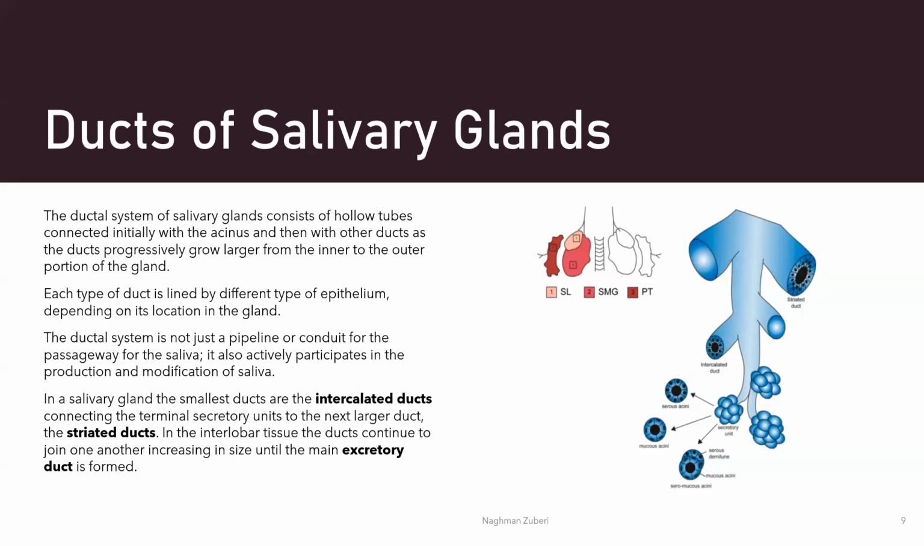In the production as well as in the modification. In a salivary gland, the smallest ducts are the intercalated ducts. They are connecting the terminal secretory units to the next larger duct, which are the striated ducts. In the interlobular tissue, the ducts continue to join one another, increasing in size until the final excretory duct is formed.